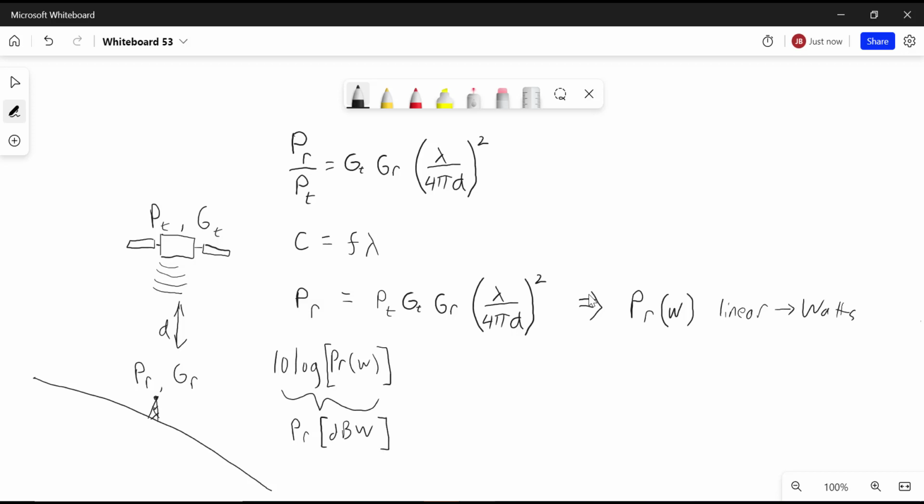And I'll try to give some supplemental material, just a lookup table on how to do those conversions. But all I'm saying is, by definition, 10 log of power received in watts is going to be power in dB watts.